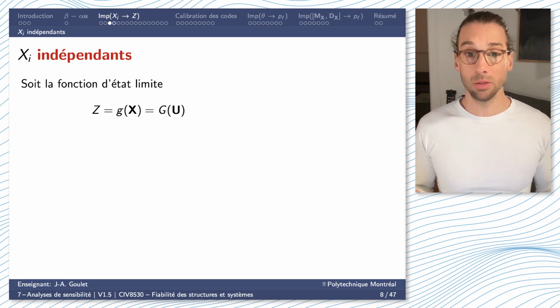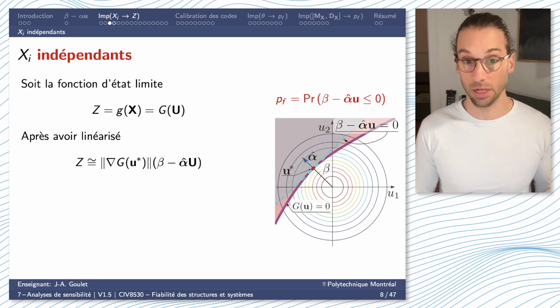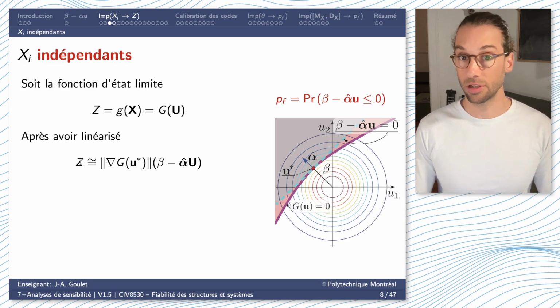So when my random variables are independent, we have our limit state function such as this: z equals g of x equals g of u. So g of x or g of u are equivalent to my safety margin, which is just a special case of it. So in that case, what we've done before is that we're going to linearize that limit state function, or we're going to linearize that safety margin, as we formulated in the previous section.